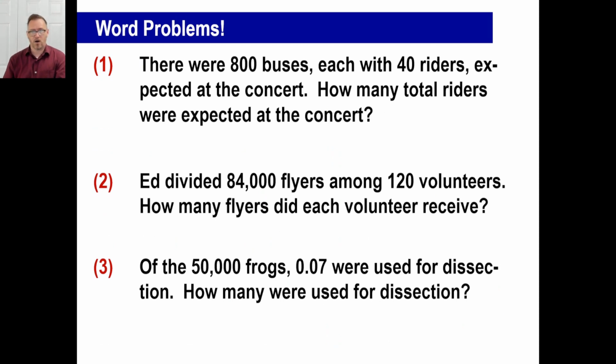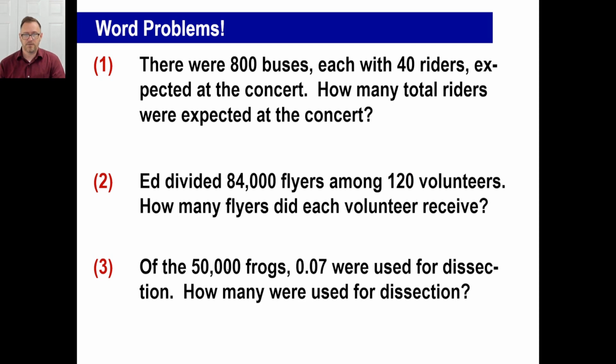All right, first one, 800 buses, each with 40 riders. That's going to be 800 times 40. That'll be 8 times 4 is 32, 3 zeros, 32,000. 84 among 120, that's 84 divided by 12, that's 7. 3 zeros minus 1 zero is 2 zeros, 700.